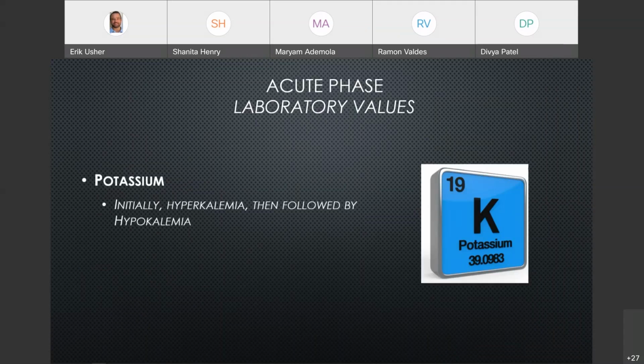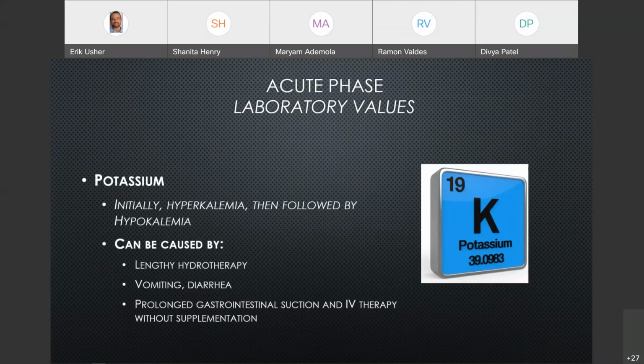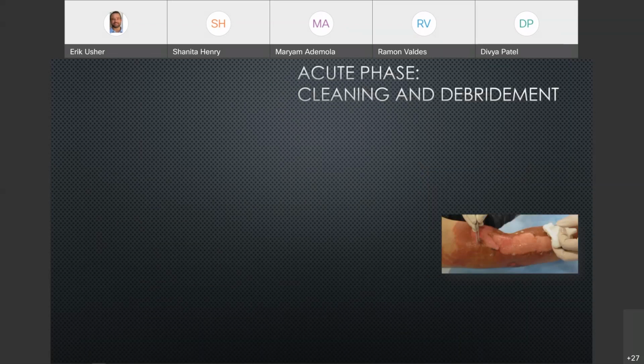Potassium. Again, we talked about that initial hyperkalemia, then you get a profound hypokalemia. And that's caused simply by lengthy hydrotherapy. We're giving them a lot of IV fluids. They have vomiting and diarrhea. And if they have a gastric tube in, prolonged suctioning in concert with IV therapy without supplementation can cause that hypokalemia. And again, whenever we talk about potassium derangements, high or low, we worry about cardiac manifestations.